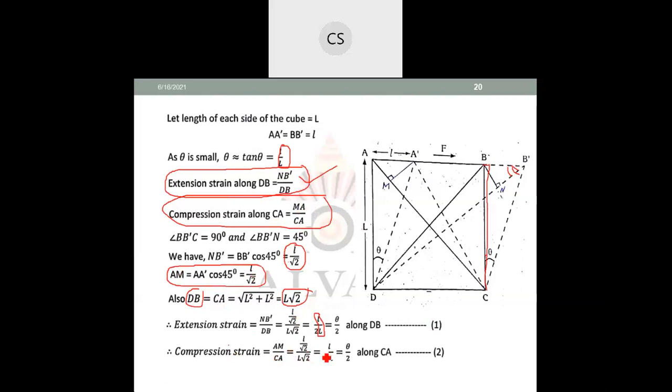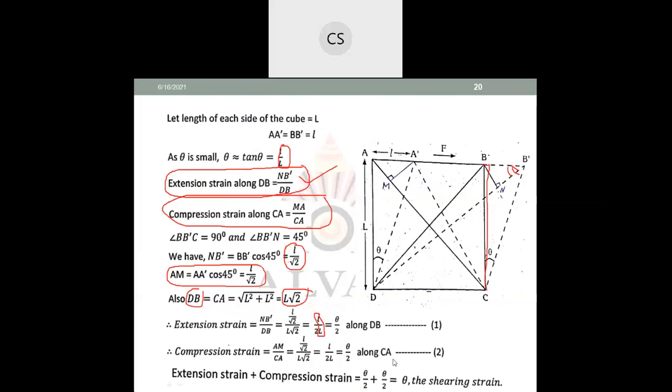So L into root 2, that is equal to L by 2L. Correct? Root 2 will come down and get multiplied. So therefore you are left with L by 2L. L by L is nothing but again theta. So therefore theta by 2. So extension strain along dB is theta by 2. Similarly, compression strain along C is theta by 2. Okay? Alright.